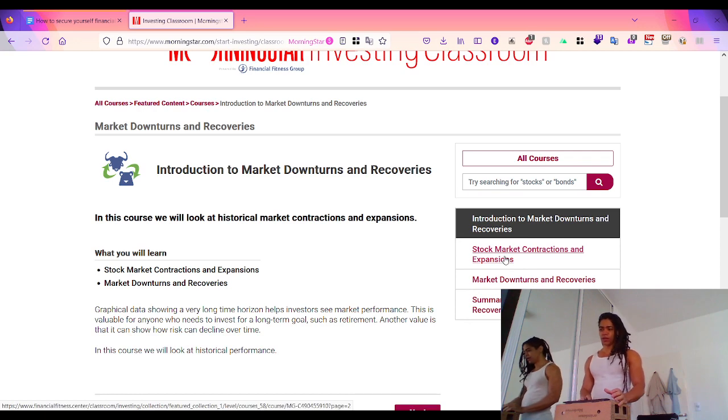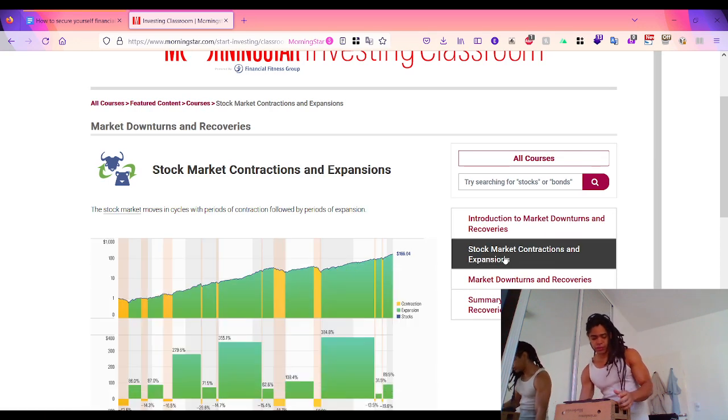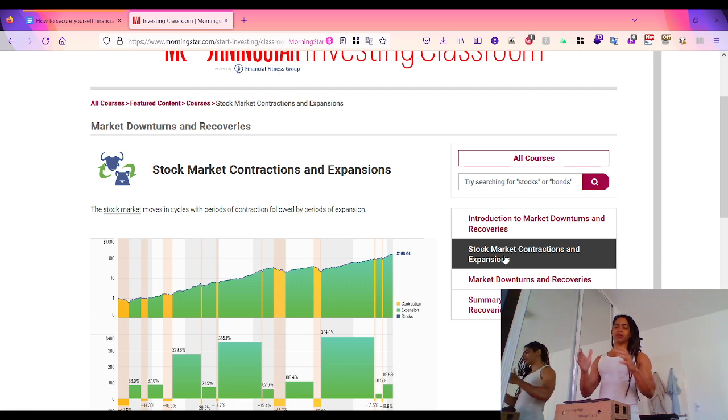I began to look at the market contraction and expansion, and in the past 49 years, there have been 10 market downturns. That is a contraction phase of a stock market cycle. What cycle means is a complete round in price stock fluctuation. These cycles may vary in length and duration.